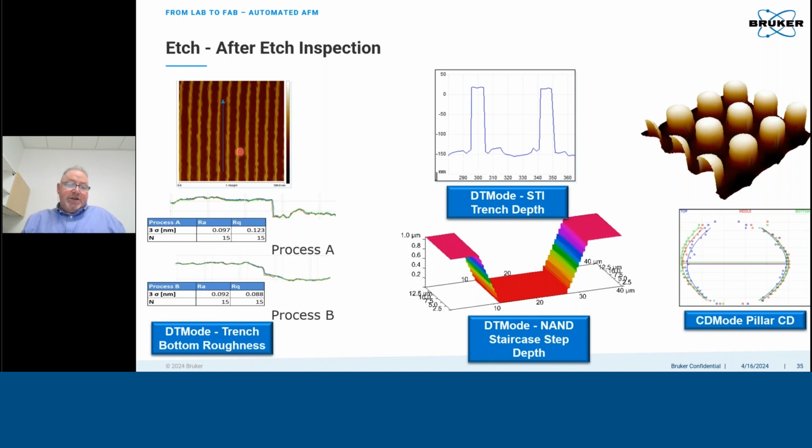Some DRAM applications here. This was a pretty interesting one. The high precision control of the CD scanner that's used on the automated AFM with very, very low drift enables us to do what we call down trench scanning. So we're actually scanning down the bottom of a trench and looking at the roughness of the morphology of the bottom of those trenches. We were able to determine the difference between two different process steps here, between what we call process A and process B, by looking at the trench bottom roughness.